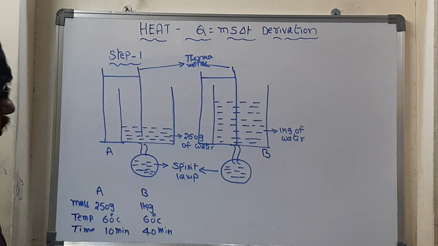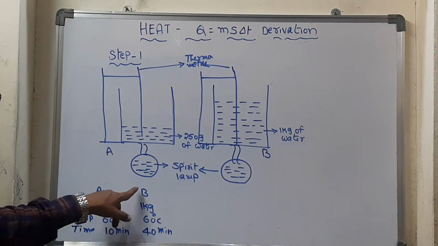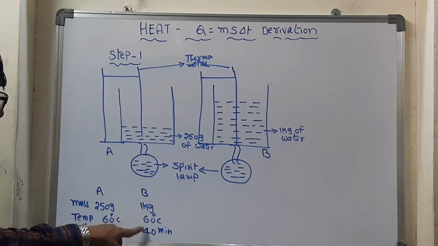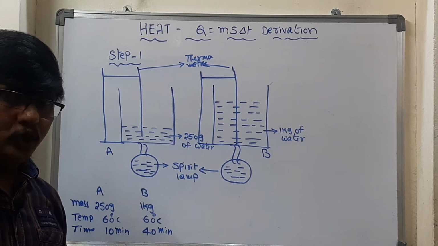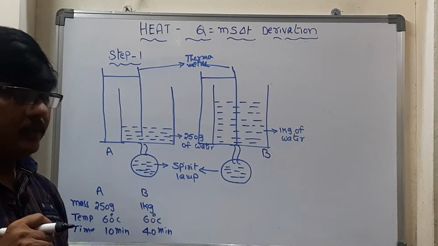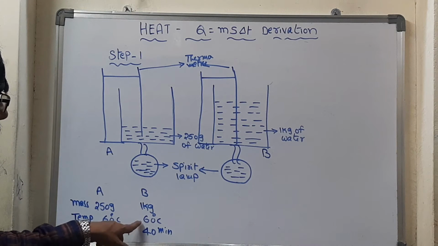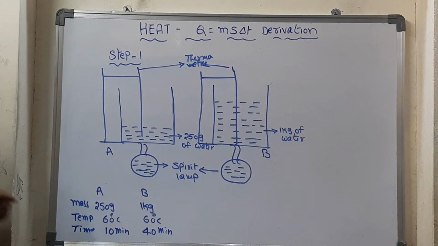So what conclusion can you make? Did you notice one thing? The A beaker water consists of 250 grams, and to reach 6 degrees Celsius it takes 10 minutes, for example. But the B beaker water consists of 1 kilogram of water, and to reach 6 degrees Celsius it has taken 40 minutes. What is the conclusion we can make? Less mass needs less heat, isn't it? More mass takes more time, which means more heat we are supplying, isn't it? So what is the generalized equation we can make here?